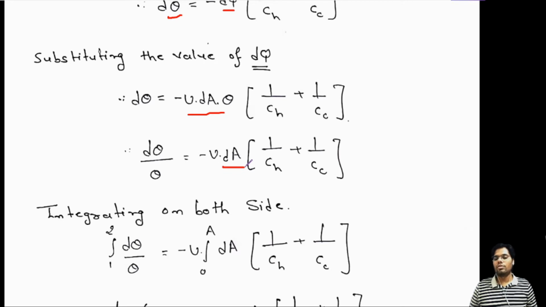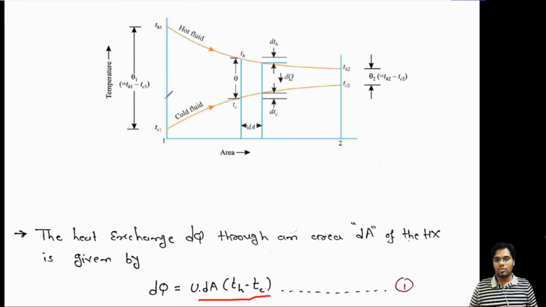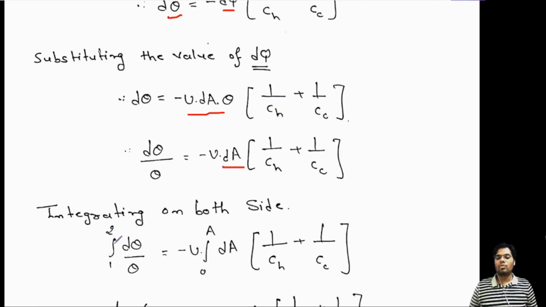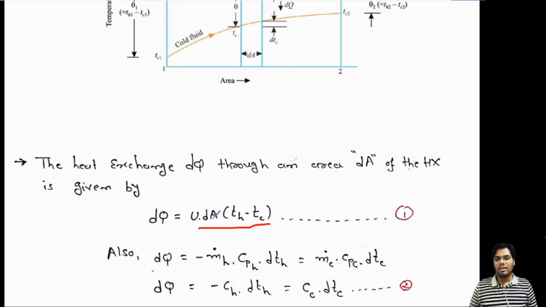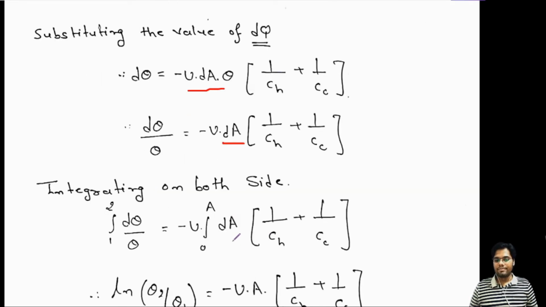We have considered a small elementary area dA. Now if we want to calculate for the whole heat exchanger, then we need to integrate. For theta, which is a temperature difference, from the figure we can see that the inlet temperatures are Th1 and Tc1 and the outlet temperatures are Th2 and Tc2. So to integrate d theta, we put the limits 1 to 2, inlet to outlet. For the area, where we start we consider 0, and when we travel through the complete heat exchanger, the area will be capital A. So the integration limit is 0 to A for the area.